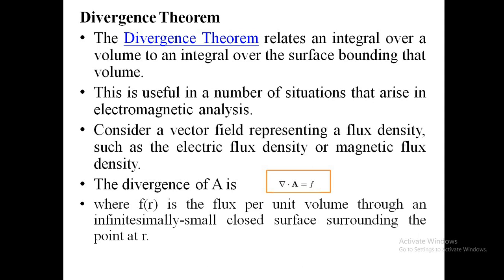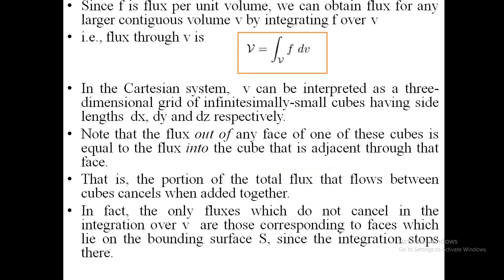Let's consider a vector field that is representing a flux density such as the electric flux density or a magnetic flux density. The divergence of A is given as del dot A is equivalent to F, where F of R is the flux per unit volume through an infinitesimally small closed surface surrounding the point at R.